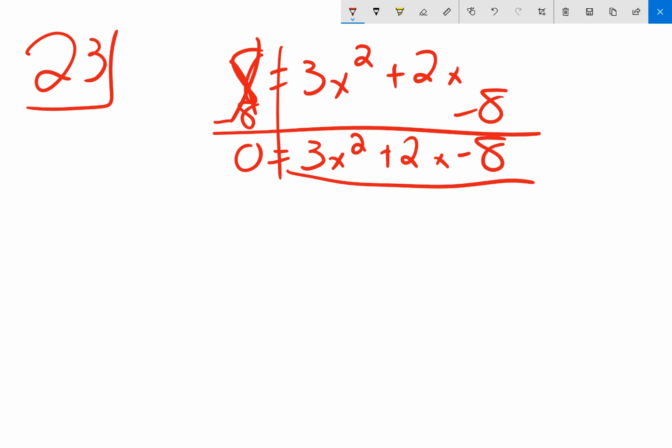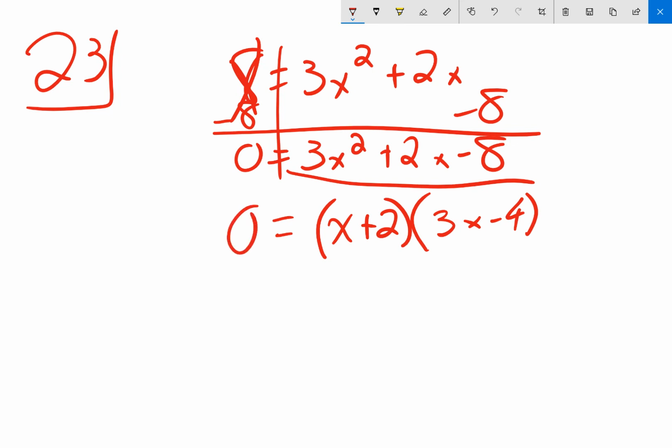So we would factor it again in the calculator, and I forget what the factors are. I think we get x plus 2 and 3x minus 4. That should be right. So remember, this is equal to 0, so you still have to solve for x.